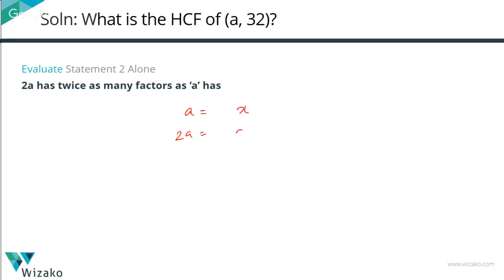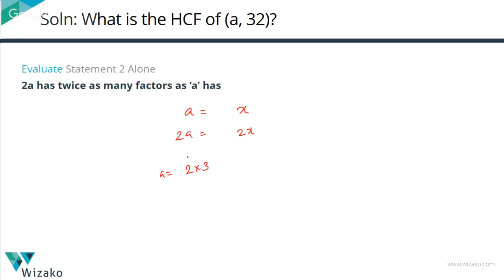2A has 2X factors. The number of factors doubles when you're multiplying this number with a 2. Let us start with the premise that this number A already had a factor of 2 in it. Let's go with some example. Let's take this number to be 2 into 3. Let's say A is equal to 2 into 3. How many factors will it have?